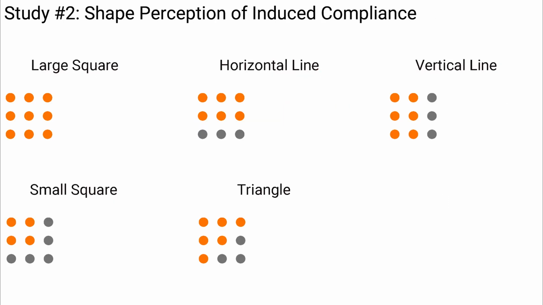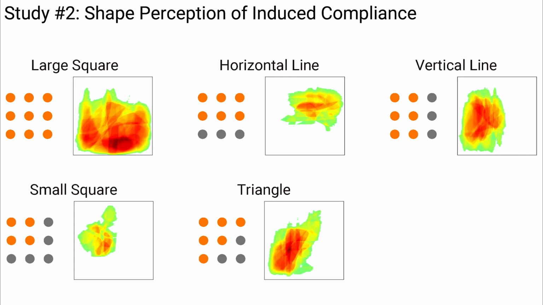Our second study aimed to verify that the proposed approach can make the user perceive virtual compliance with specific shapes. We chose 5 shape conditions: large square, horizontal line, vertical line, small square, and triangle. Participants experienced each condition and were asked to draw the contours of the areas they felt compliance, not just electrical stimulation. These heat maps visualize the overlaid contours for each shape condition.